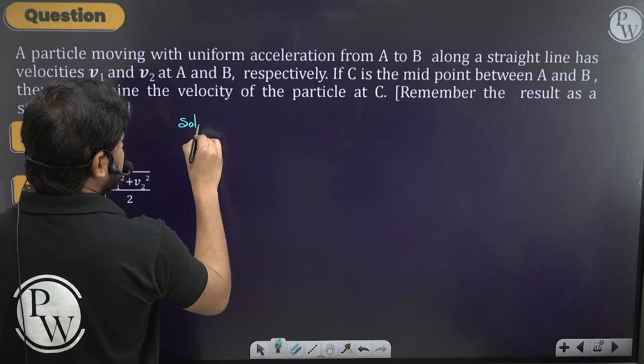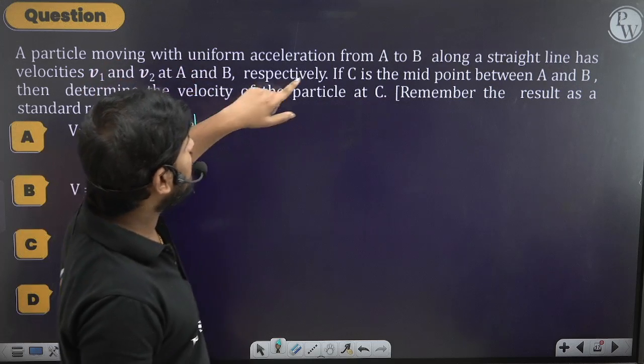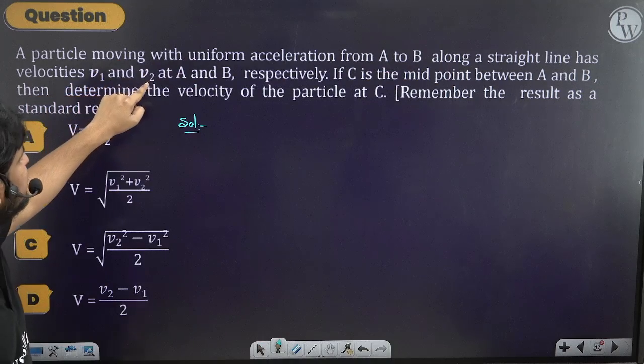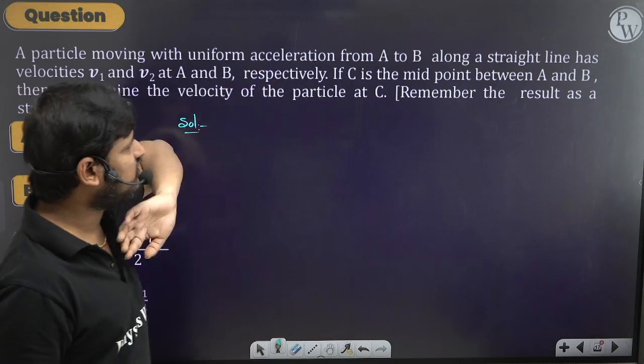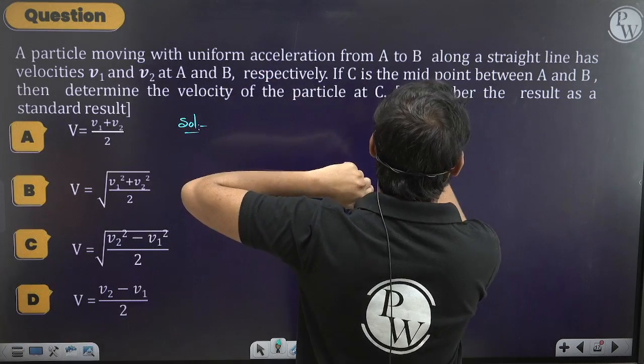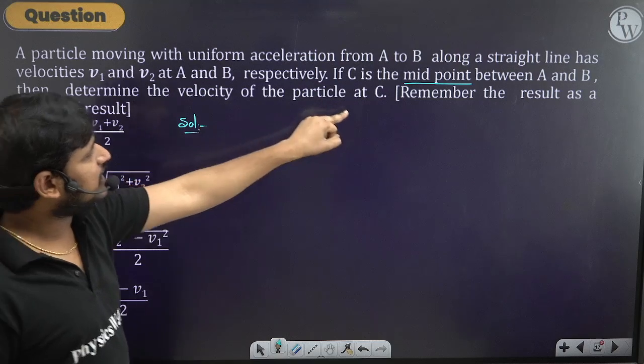Next, let's go for the next question. See here, a particle moving with uniform acceleration from A to B along a straight line has velocities v1 and v2 at A and B respectively. If C is the midpoint between A and B, then determine the velocity of the particle at C.